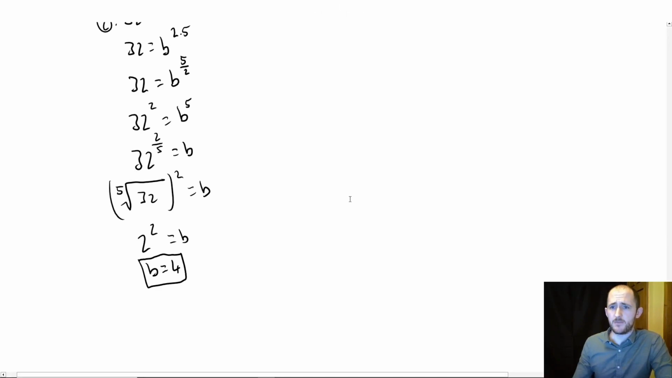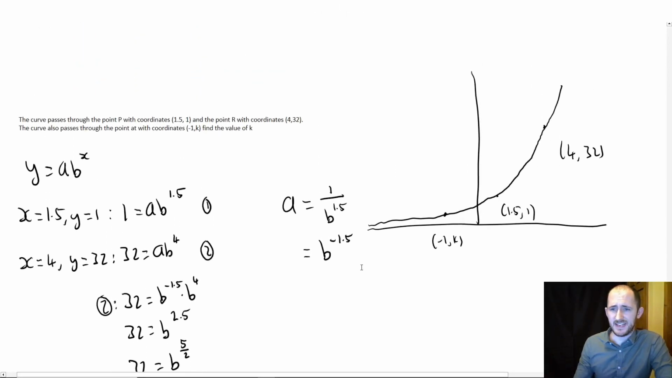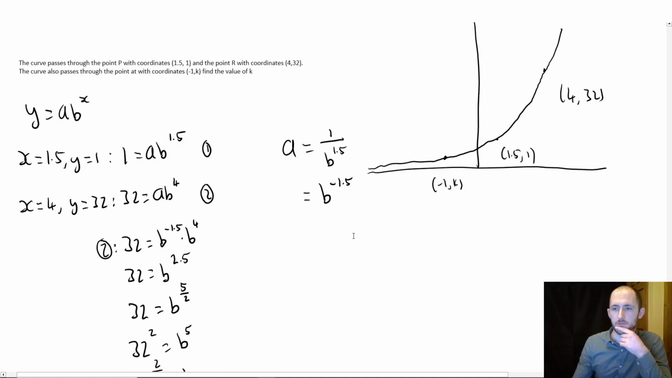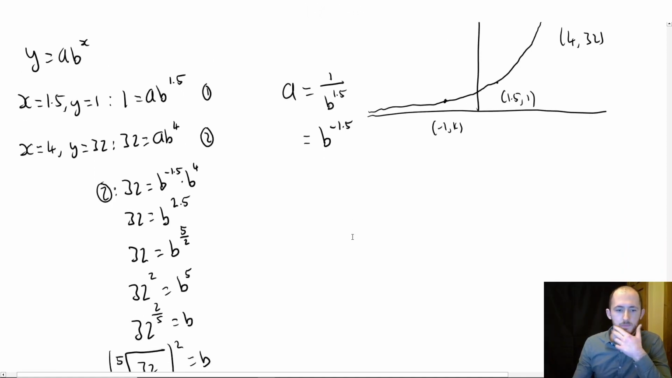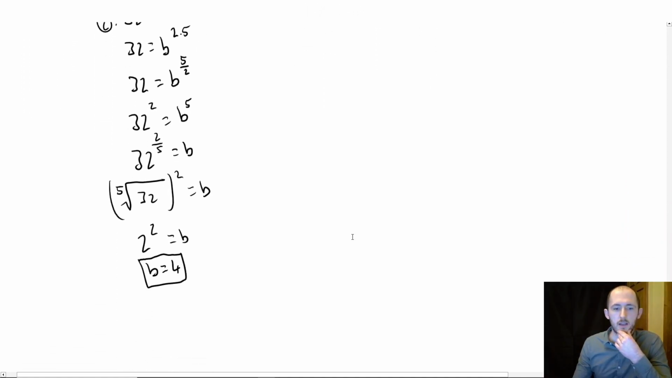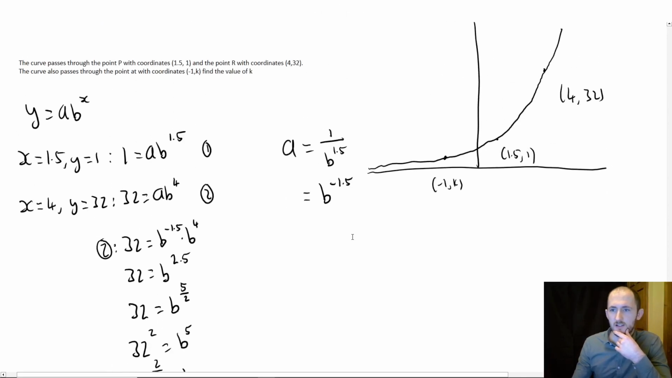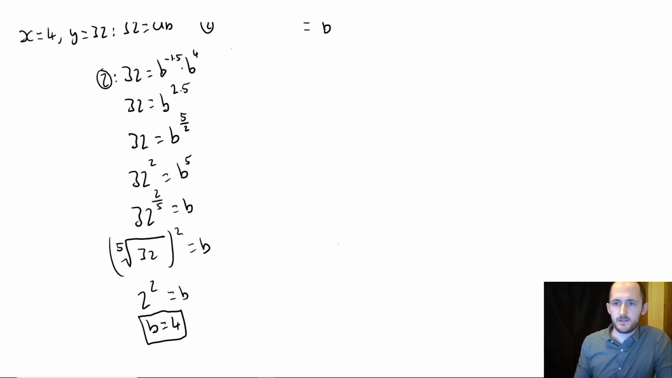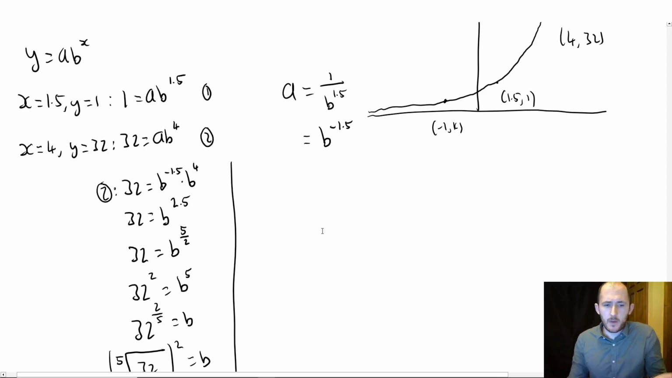This must have been like a 5 marker, right? 5, 6 marks at least? Because it's a simultaneous equation past this. Okay. So I know that b is equal to 4. 4 marks? Jesus Christ. Alright. Maybe. I mean, the simultaneous equation should be 4 marks. Forget it.